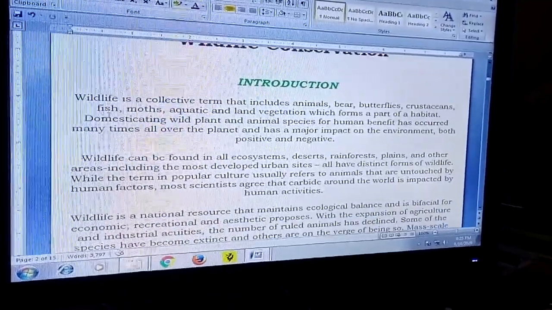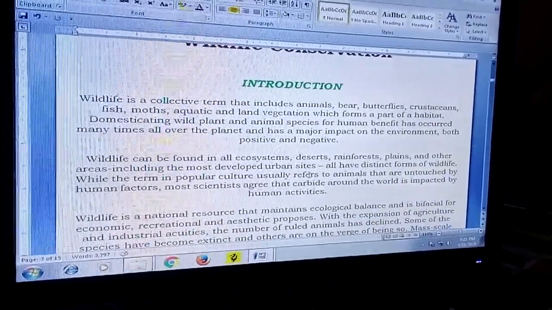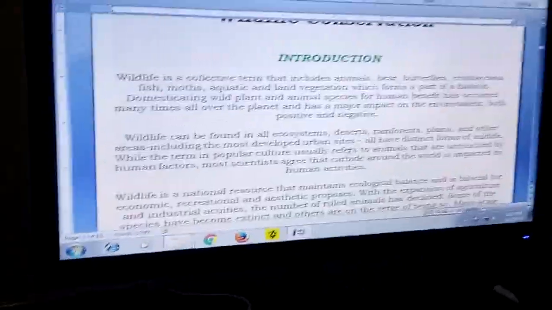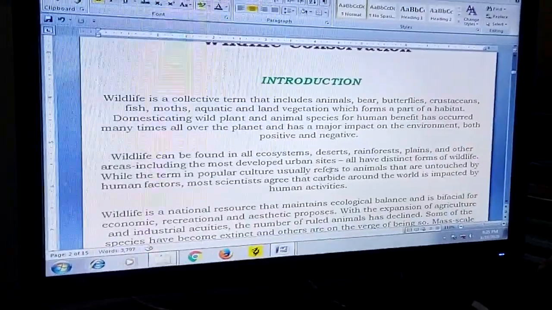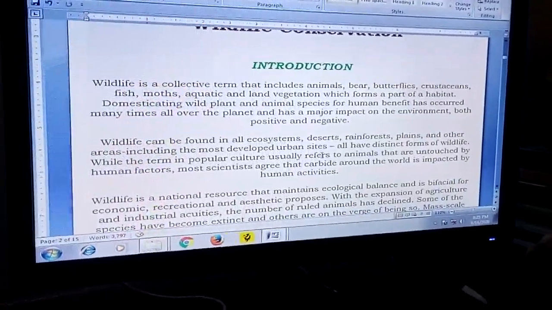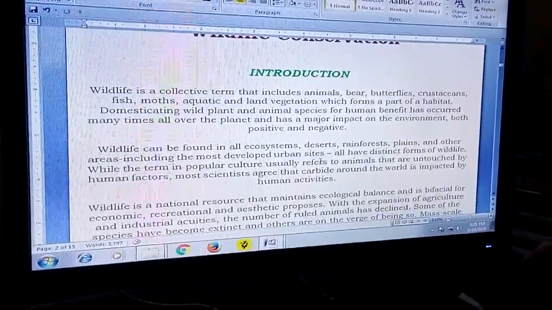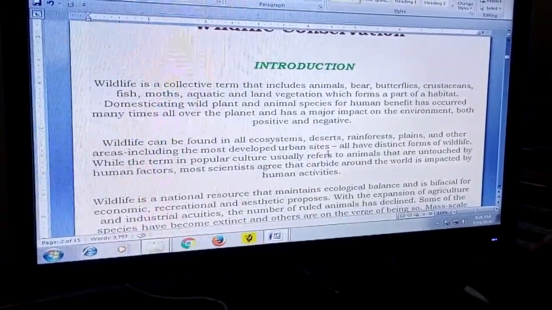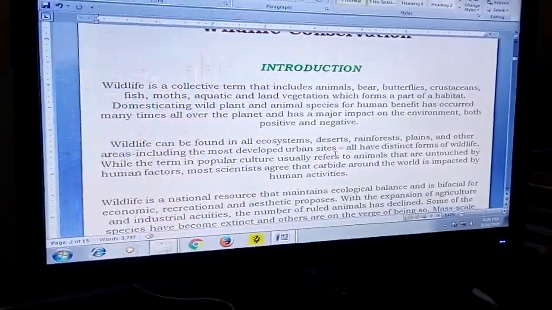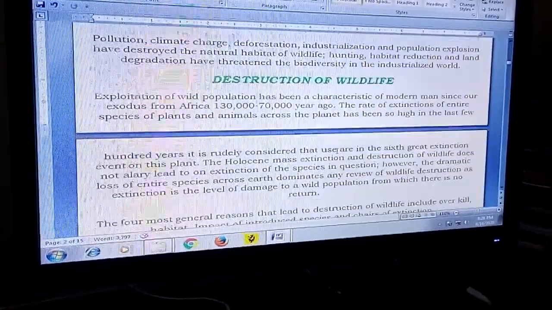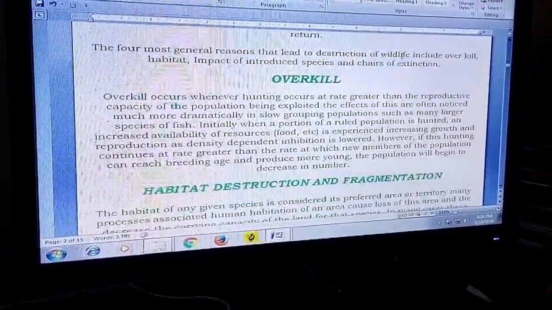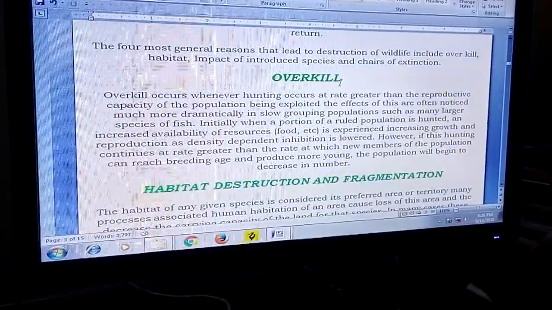Introduction. What is the introduction? In this source, I have got a good amount of quite long introduction. Remember, the introduction has one page, so you need not fill the entire page, but it should be more than half. 75% should be filled. That is better. Then of course there are subtopics like destruction of wildlife.